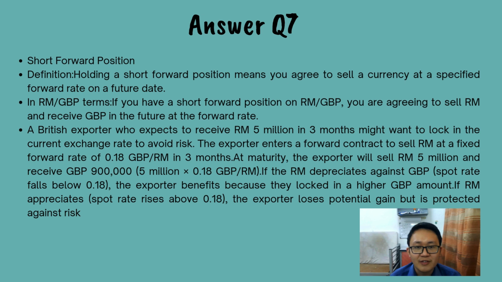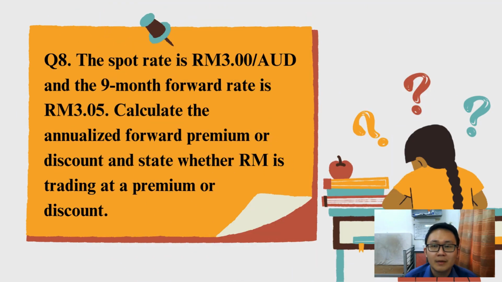The exporter enters a forward contract to sell ringgit at a fixed forward rate of 18 pence per ringgit in 3 months. At maturity, the exporter will sell 5 million and receive 900,000 pounds. If the ringgit Malaysia depreciates against the pound, which means the spot rate falls below 18 pence, the exporter benefits because they locked in a higher pound amount. If the ringgit Malaysia appreciates and the spot rate rises above 18 pence, the exporter loses a potential gain, but it is protected against risk. So this is question number 8.